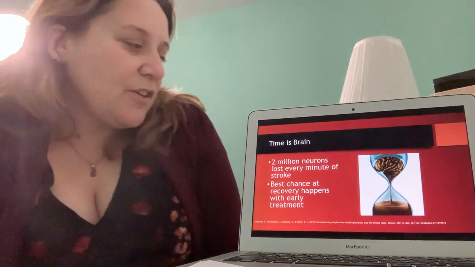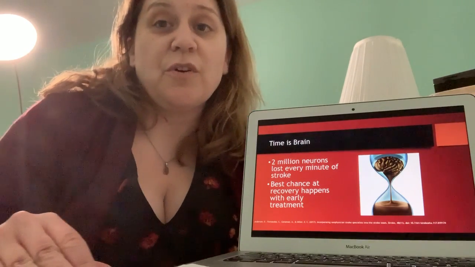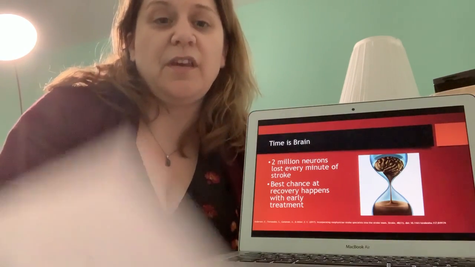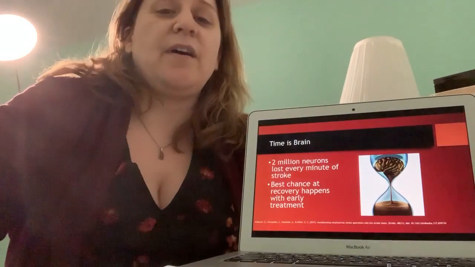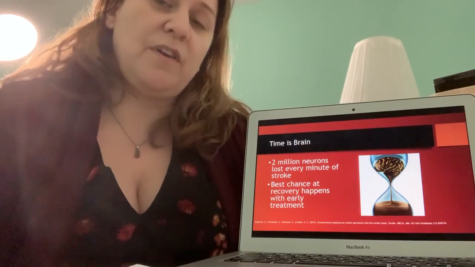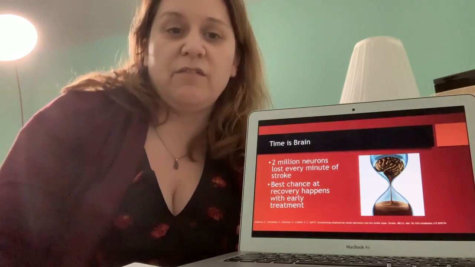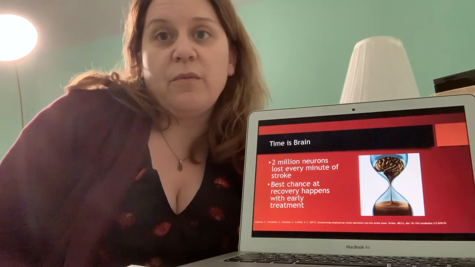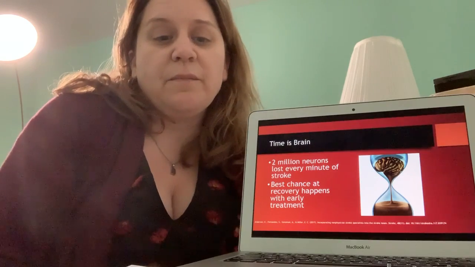2 million neurons are lost for every minute of stroke. So it's really ultra important that we provide stroke care in an expert and timely fashion. The best chances of recovery are the quicker that the patient is treated.